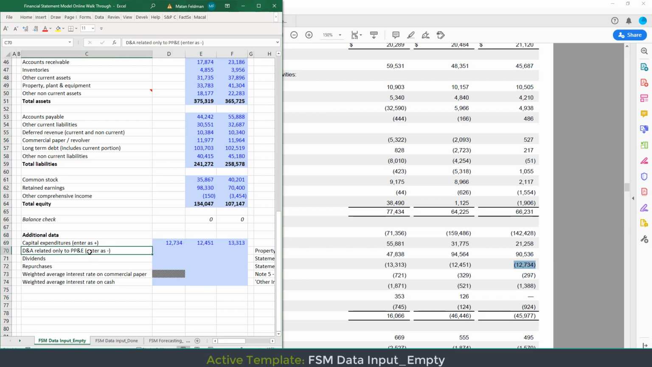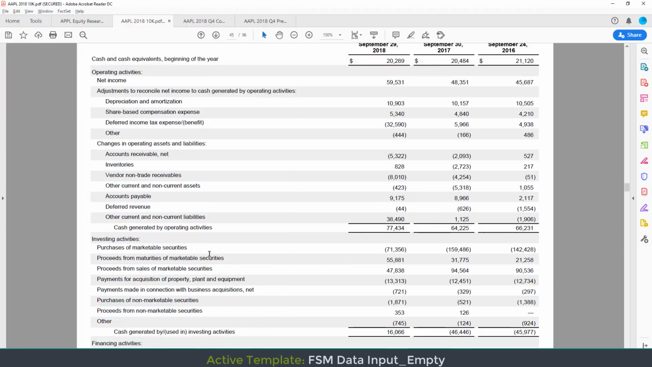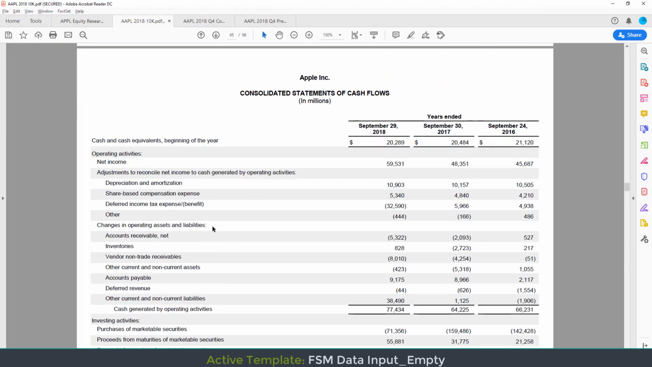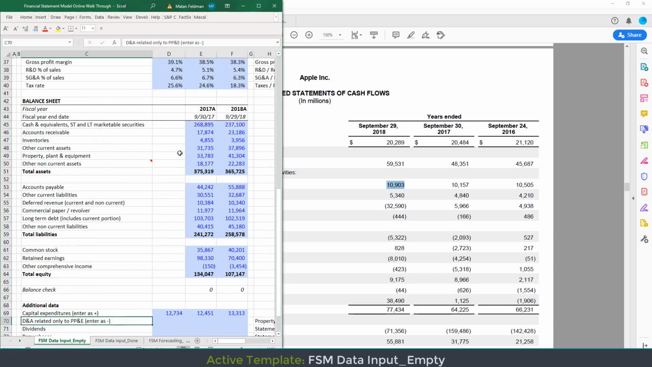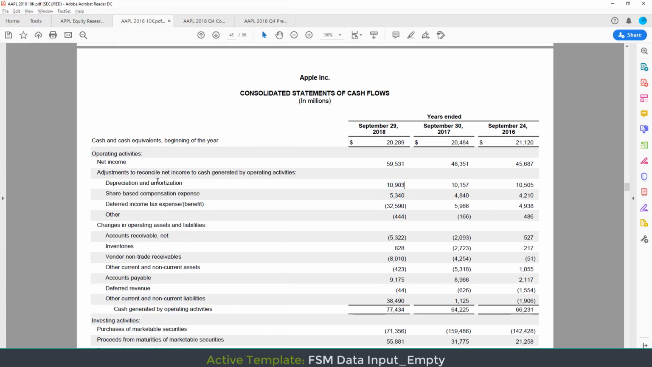The next thing I want is D&A related to property, plant, equipment. One of the interesting things that we're going to have to reckon with, and this is the case for most companies, is that when you go to the income statement and you find depreciation and amortization, as we did earlier, to add back to EBITDA, this isn't all related to property, plant, equipment. If I want to figure out what happens to property, plant, and equipment down the road, I'm going to have to figure out how much new purchases am I making? How much depreciation am I taking out? Well, this depreciation and amortization also includes depreciation and amortization that hits intangible assets, and might hit other items.